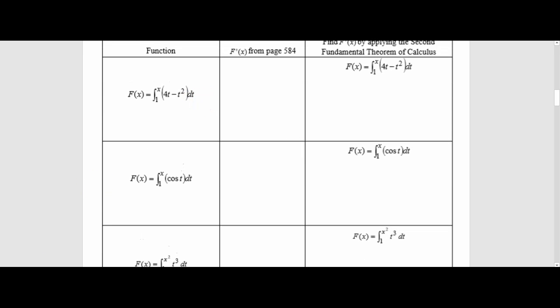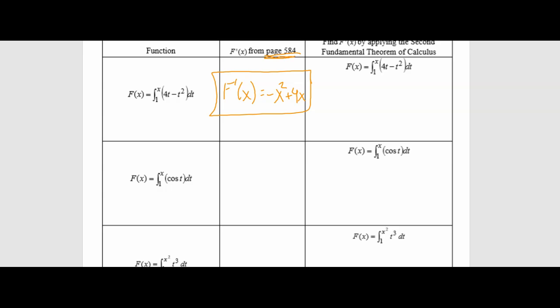So for the first one, if we think about our answer from up above, and page 584 was just the page that I took these problems from in a different book, but those are just our answers that we have on the first page of our notes. We had f prime of x was equal to negative x squared plus 4x. But it took us a decent amount of work to figure that out, right? We had to actually go through and evaluate the integral, then we had to take the derivative of our answer.